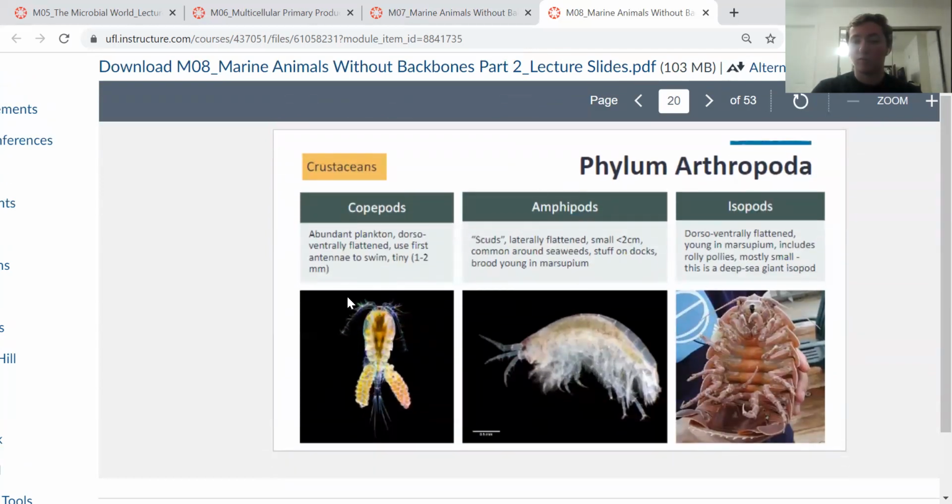Here are some more arthropods, the crustaceans. You know the difference between a copepod and an amphipod, which we learned a little bit about with our guest lecture from Brittany Cummings, and then our isopods. So these are some interesting creatures. Just know the difference between the copepods, the scuds, and the isopods, and maybe some deep sea gigantism with these isopods because they live at the bottom and why they're huge.